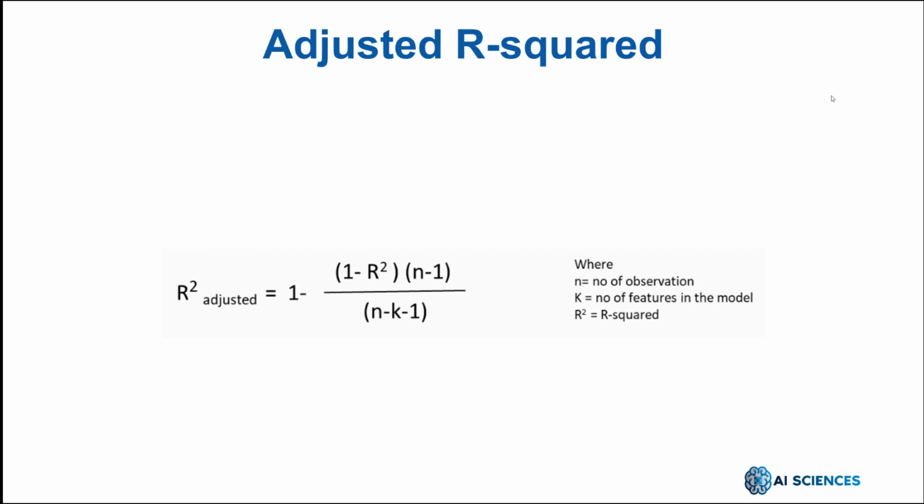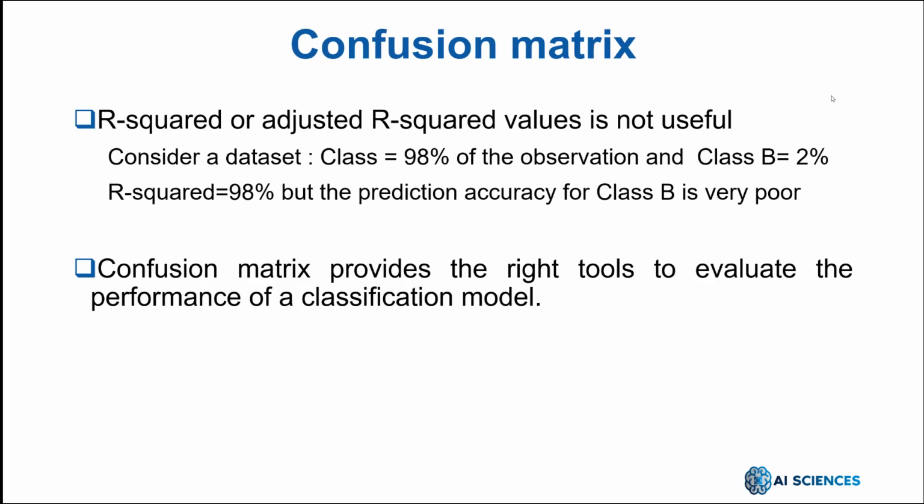So in classification scenarios, having good R-squared or adjusted R-squared values is not important unless both the classes are identified with similar accuracy. This becomes a big issue when the data is not equally distributed for the targeted classes. For example, consider a data set with 98% observations of class A and 2% observations of class B. The model can easily get 98% training accuracy by simply predicting that every sample belongs to class A, but the prediction accuracy for class B is very poor.